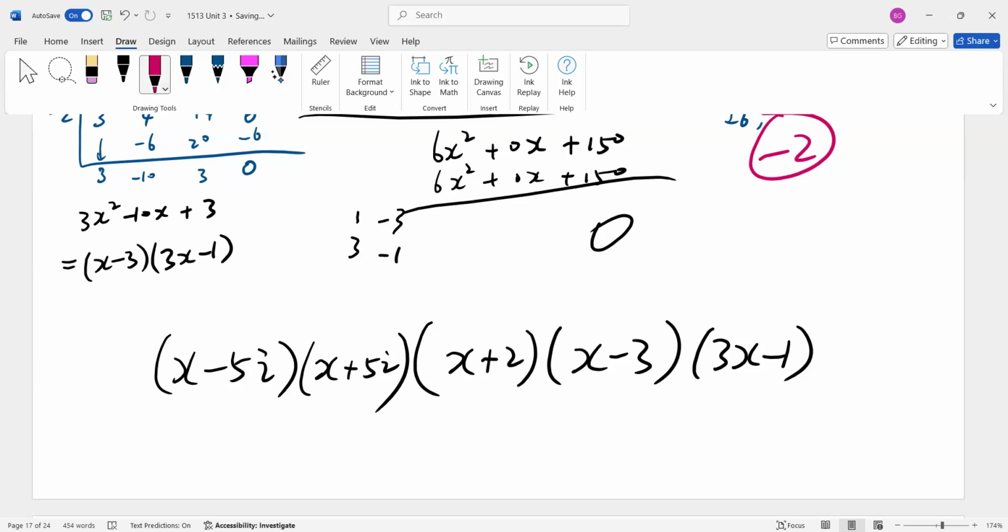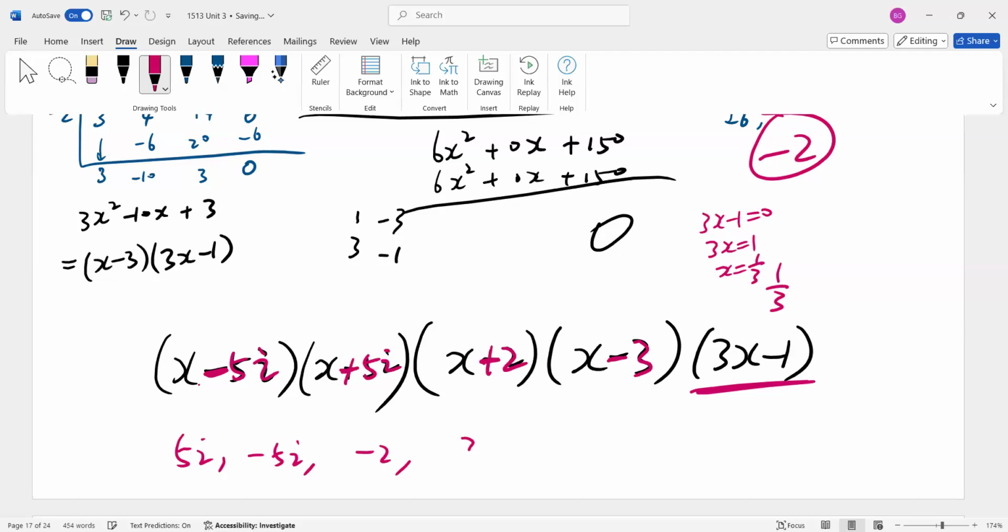I'm going to highlight those numbers in red. -5i is plus 5i. This is plus 2. This is minus 3. Oh, this one actually we would have to do a little bit of work. It's actually 1/3. Because if we make 3x minus 1 equals 0, 3x equals 1, x equals 1/3. Yeah, positive 1/3. So as you can see, we have 5 roots. Positive 5i, -5i, -2, 3, 1/3. 1, 2, 3, 4, 5.